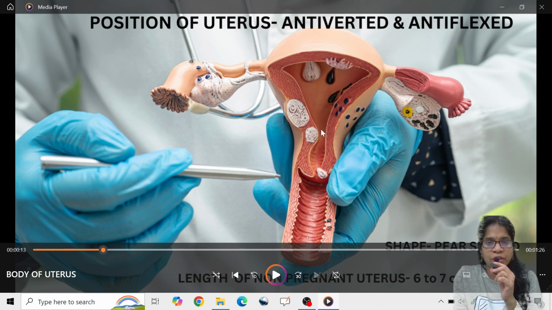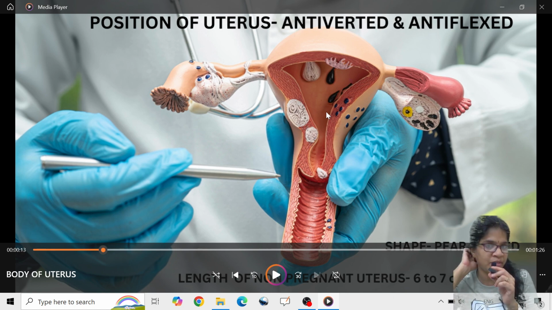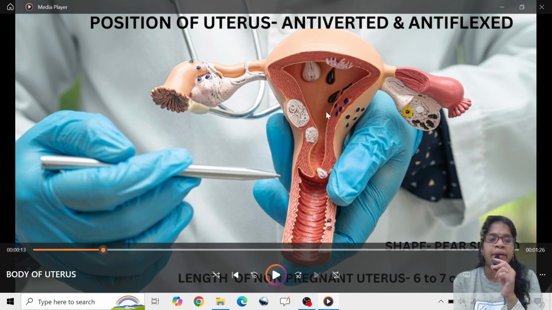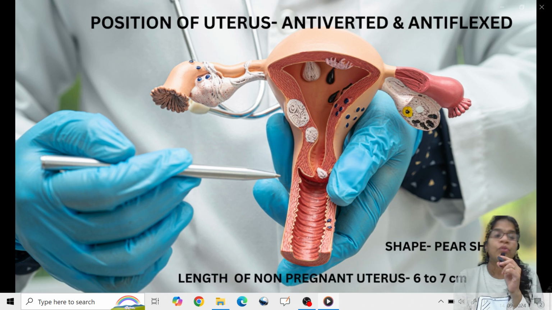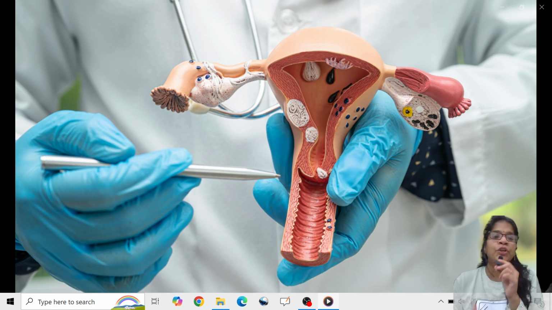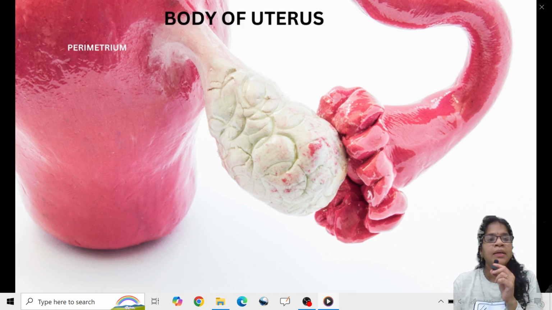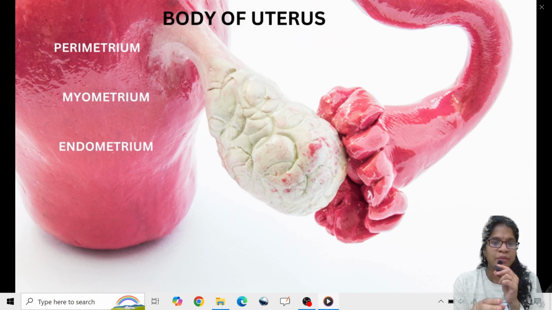And when you enter into it, you have your uterus, right? This is a pear shaped structure, and generally in a non-pregnant woman, the uterus measures somewhere around 6 to 7 centimeters. Okay, and it is generally a pear shaped one. Okay, and let's see what layers cover your uterus. It is mainly covered by three important layers called the perimetrium, myometrium, and endometrium.